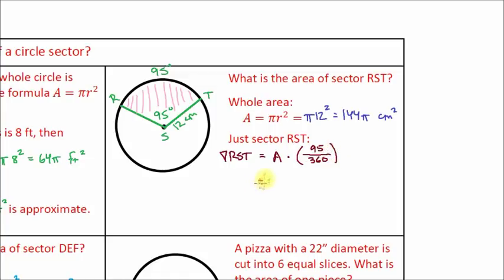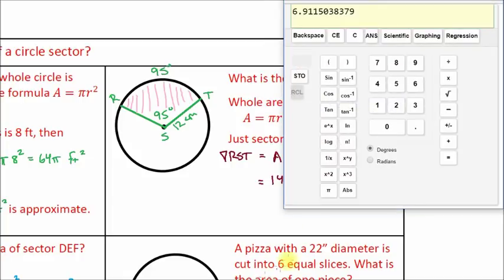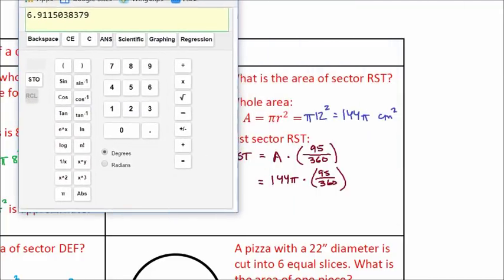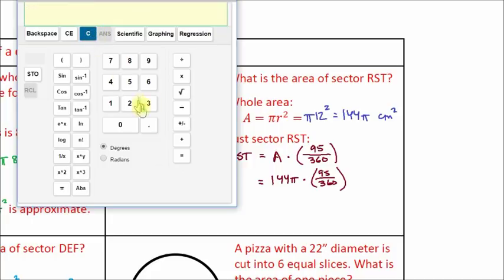So let's go ahead and plug in our area. Our area is 144 pi times how much of the circle we want, what piece of the circle we want to know. And we're going to go ahead and put that in our calculator. 144 pi times 95 out of 360 degrees. 95 out of, which means 95 divided by 360. And we press equal, and we get 119.38.